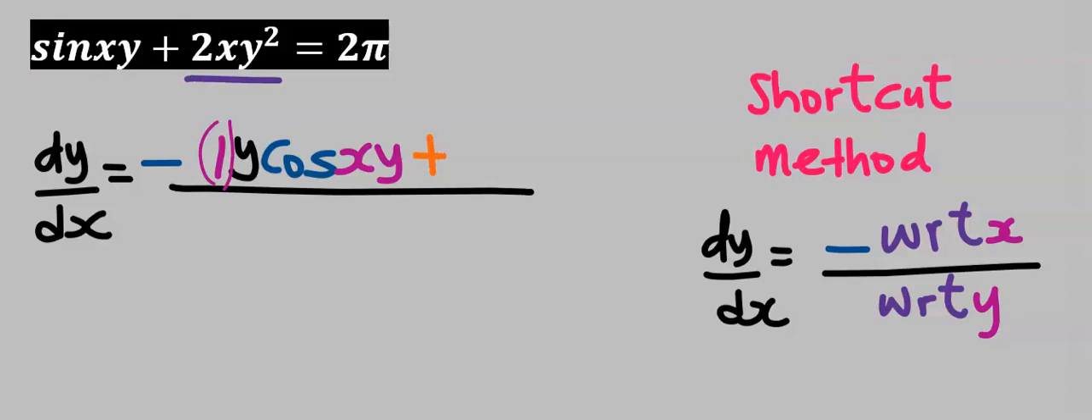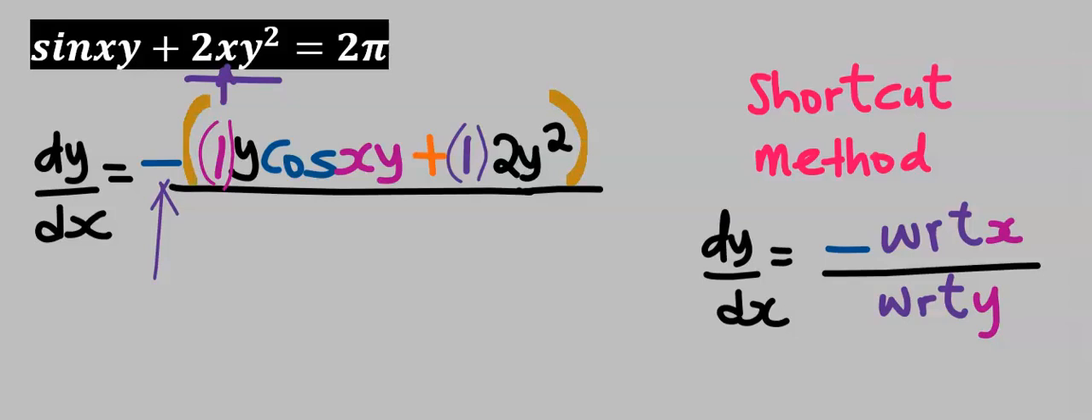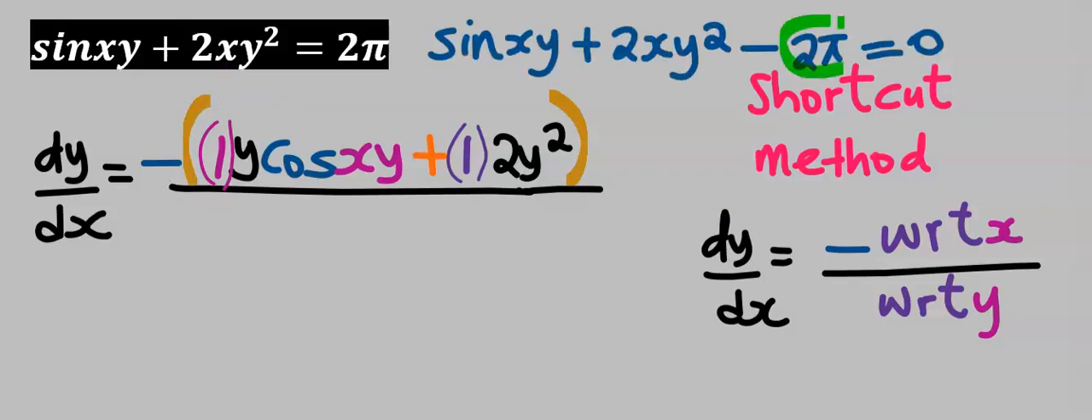Next, in this function, I will differentiate x and I will have 1. However, I will ignore 2y squared. Because of the presence of this negative, everything here will be in brackets. If you differentiate 2 pi is 0 because it contains neither x nor y. At the denominator, I'm going to differentiate y and it's going to be 1. However, I will ignore x this time around.